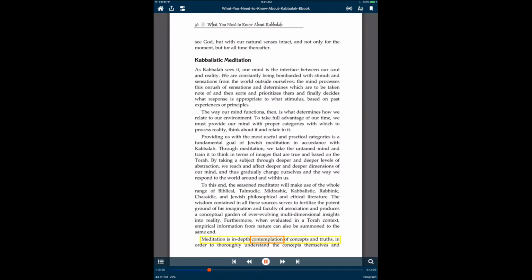Meditation is in-depth contemplation of concepts and truths, in order to thoroughly understand the concepts themselves.